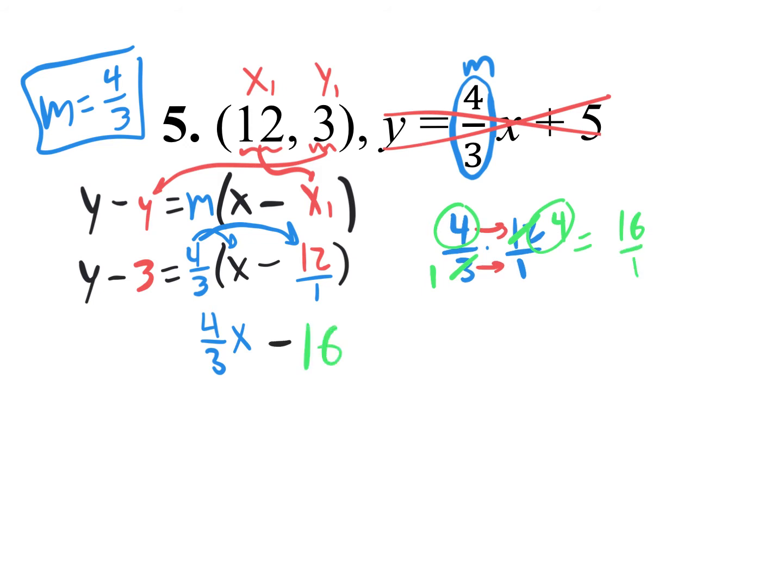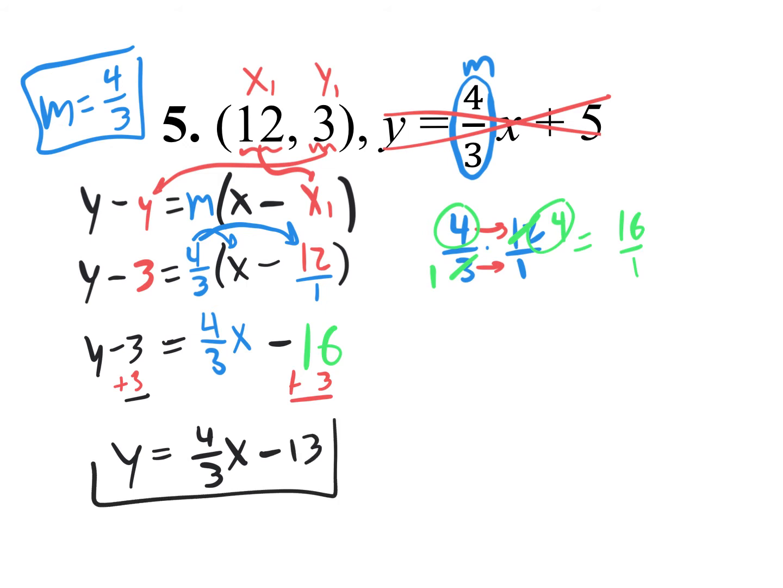But of course, we have a minus sign in front of that 16. And we still have the equal sign, the y, the minus 3 in front. And to get it in slope-intercept form, we're going to add 3, and that'll be our slope-intercept form equation. Y equals 4/3 x minus 13. How's that? Is that right?